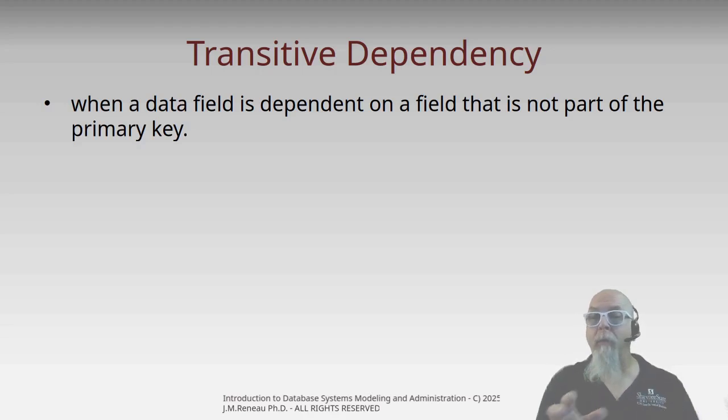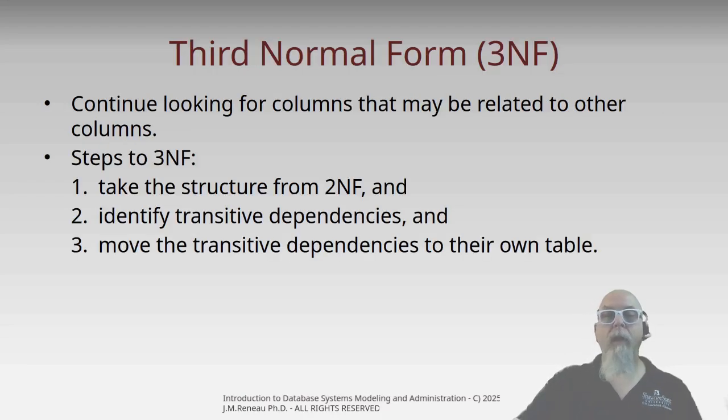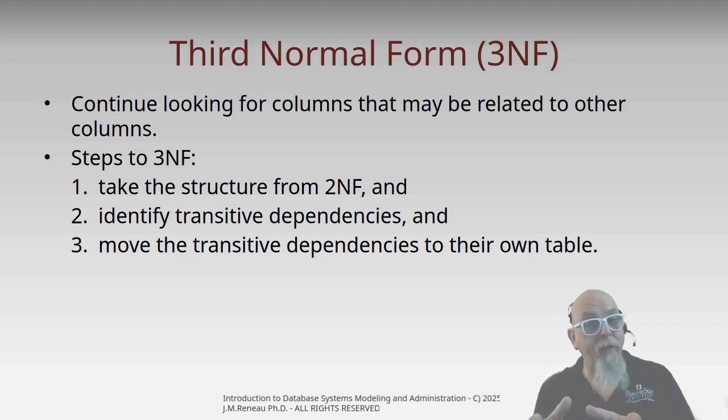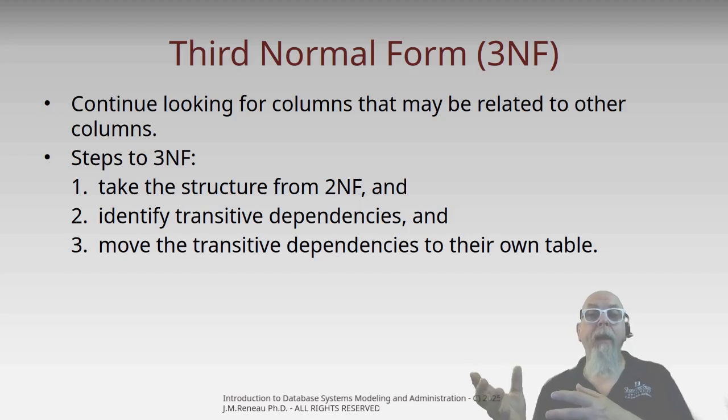So third normal form is where we try to get rid of all of those transitive dependencies. To go into third normal form, we have to take the structure from second normal form, because if we've not gotten rid of our partial dependencies, we'll never move into third normal form. We identify all of our transitive dependencies and then move those into their own tables using a foreign key, primary key relationship to that new table, to eliminate the columns in our previous table and to eliminate all of the repeating rows.